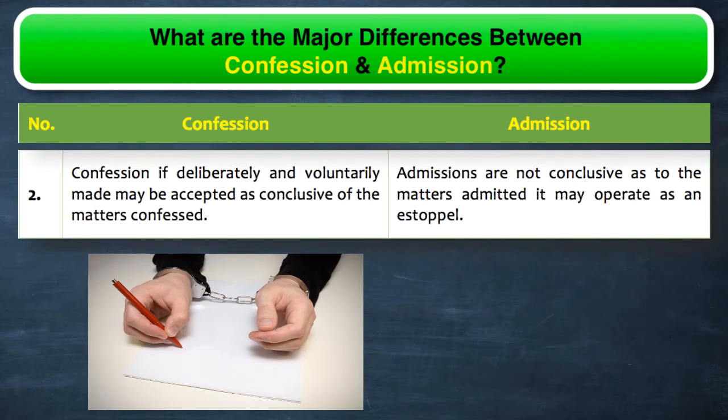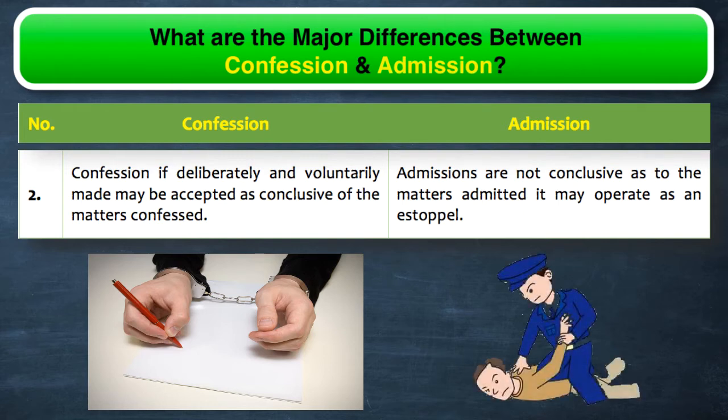Confession, if deliberately and voluntarily made, may be accepted as conclusive of the matters confessed. See, the point you need to focus on is "may be accepted." It means if an accused deliberately, that is knowingly, intentionally and voluntarily, with no one forcing him or her, comes forward himself or herself to confess, then it may be accepted as a matter of evidence.